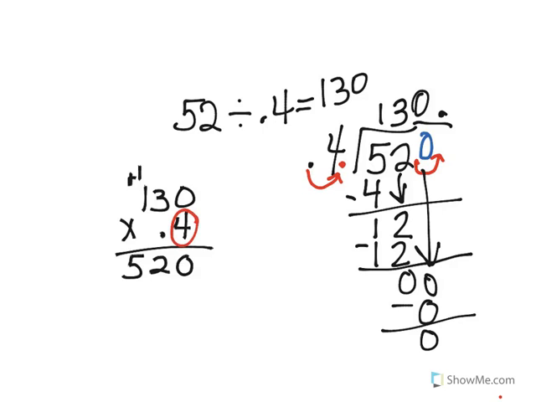How many digits after the decimal point in the factor? That's how many should be in the product. So that means it's going to be 52 decimal point 0, which is just equal to 52. So that's what I started with, so that means I am correct. Okay, let's do another problem.